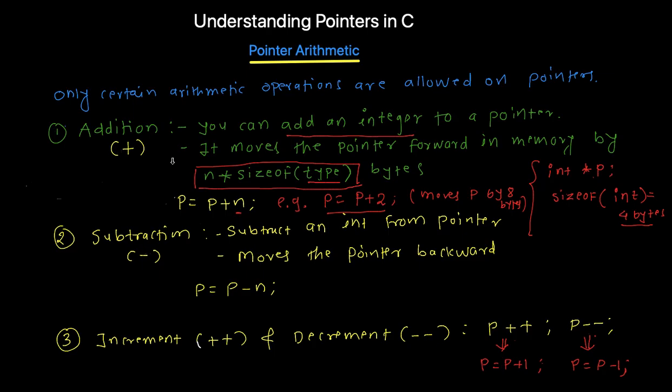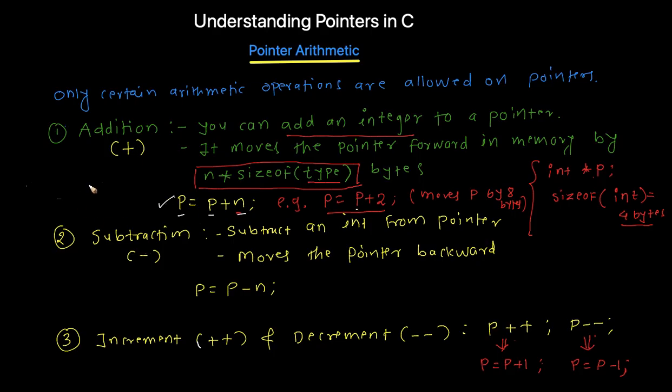We can add an integer to a pointer like this. Let's say p is a pointer. We can add this integer n to pointer p. For example, let's say n is equal to 2. So we can say that p is equal to p plus 2. Here p is a pointer, and we are adding integer 2 to p. That is perfectly allowed.